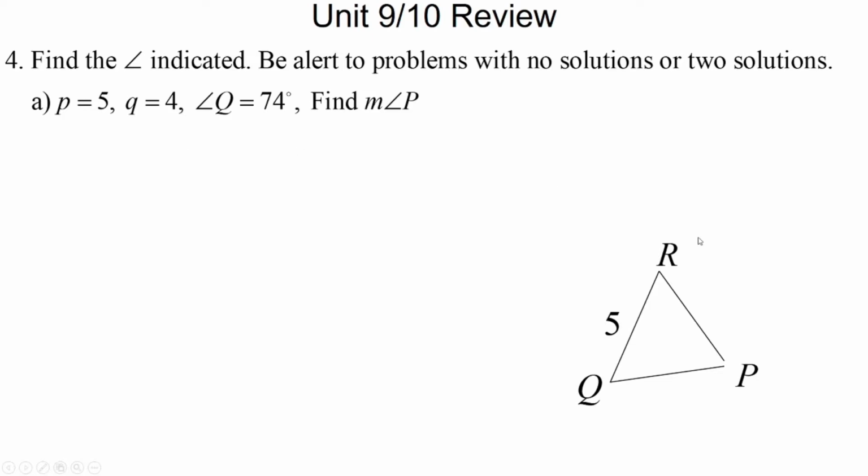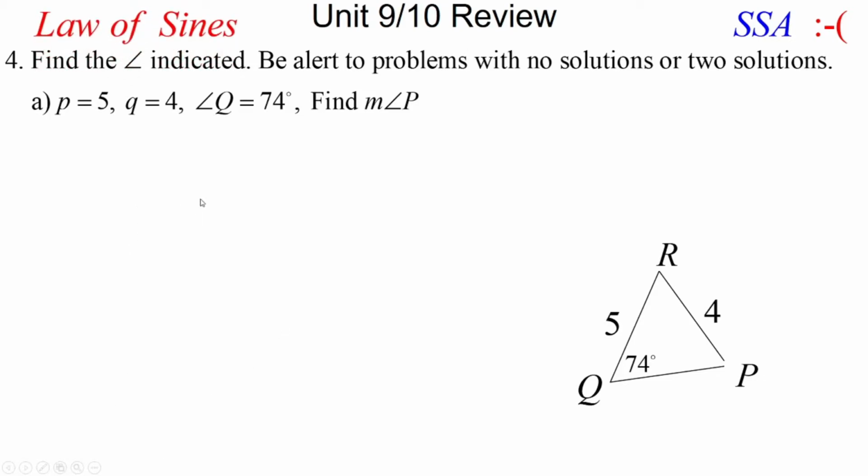Side Q is 4. All right. And then angle Q is 74. And then they want us to find this angle P, and given side-side-angle, angle P might not exist. Angle P might be a 90-degree angle, or there might be 2 possible angles for angle P, one acute and one obtuse. So we've got to be aware of that when we have that side-side-angle stuff going on right there. All right, law of sines then.